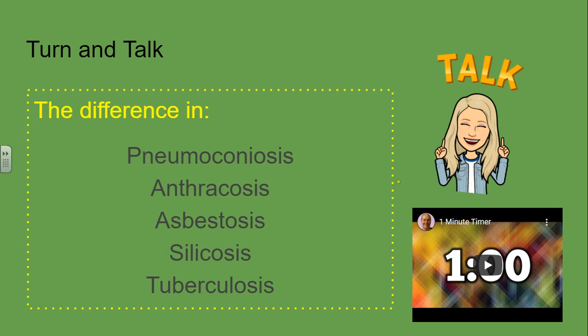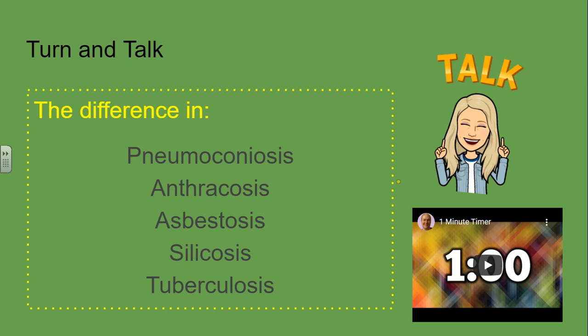This is my spot. Anyways, so now I want you to turn and talk to a neighbor. Talk about the difference in, we talked yesterday about pneumoconiosis. You'll have to remember these without cheating. No, I'm just kidding. Pneumoconiosis, anthracosis, asbestosis, silicosis, and tuberculosis. So maybe try and remember, then if you can't remember between the two of you, you can look it up. Give us something different maybe that you didn't talk about yesterday.